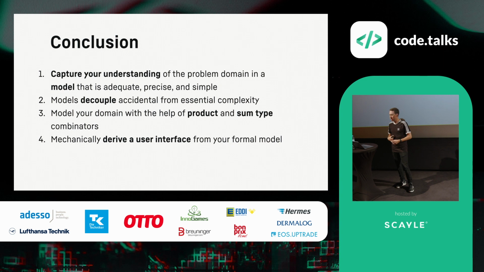And for the first try, I suggest you model your domains with the help of product and sum type combinators. There are other ways. If you are interested, you can talk to me later. And if you have this, there are many ways you can continue. In this instance, I'm talking about user interfaces, so you can mechanically derive user interfaces from your model. You can also almost derive working software in some instances from these models, or other things. Again, talk to me if you're more interested in what else you can achieve with modeling.